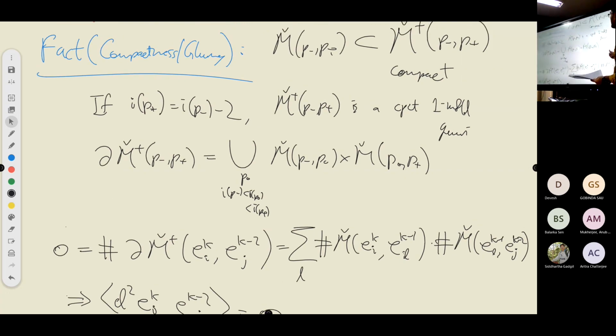So in the infinite dimensional story, what we need to care about is, okay, we have these moduli spaces. Can we ensure they're compact? Can we ensure that in this specific case, when the expected dimension is +1, it can be compactified to a one manifold with boundary?